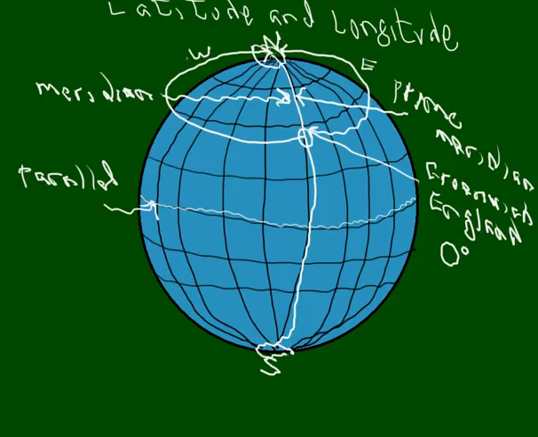So back here at the international date line, which is on the opposite side of the Earth from Greenwich, England, the longitude is 180 degrees east and also 180 degrees west. So the international date line is, you might say, where east meets west. And the values of these longitude lines are somewhere between 0 and 180.